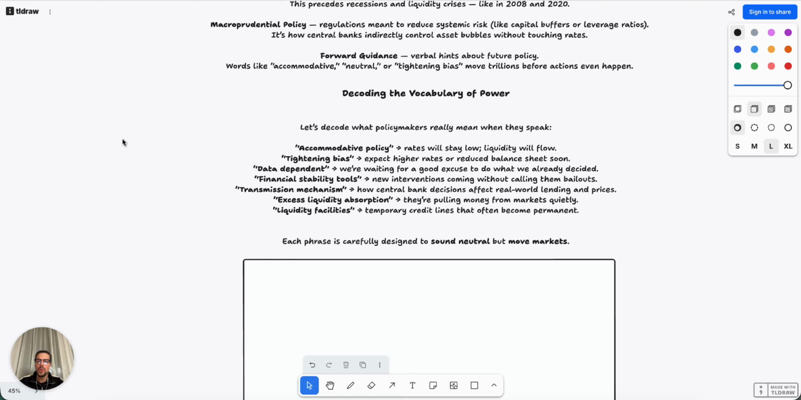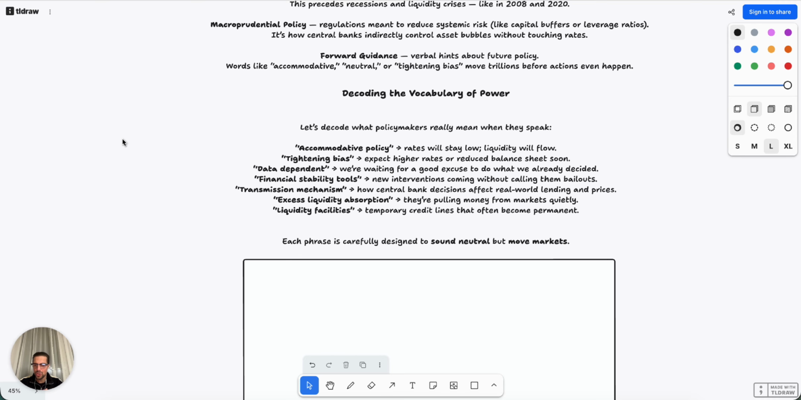These are the new interventions coming without calling them bailouts, so to speak. Transmission mechanism: how central bank decisions affect real-world lending and prices. Excess liquidity absorption: they are pulling money from the markets quietly. Liquidity facilities: temporary credit lines that often become permanent.